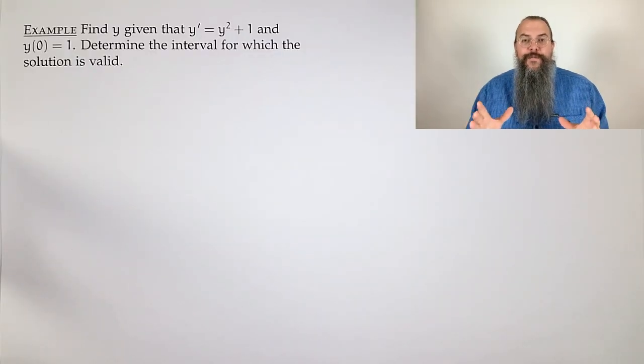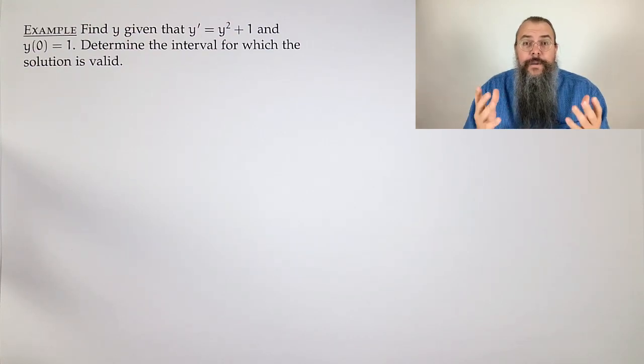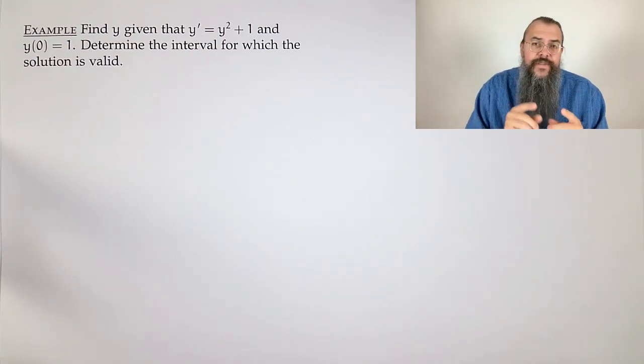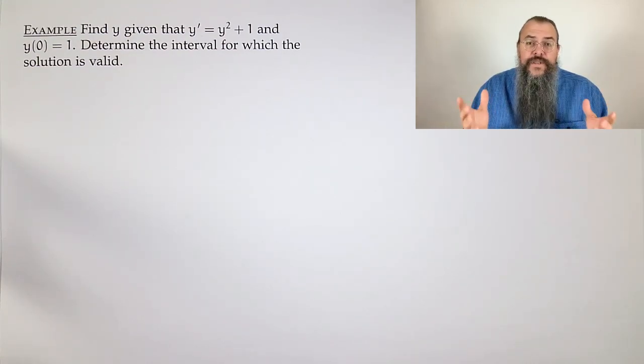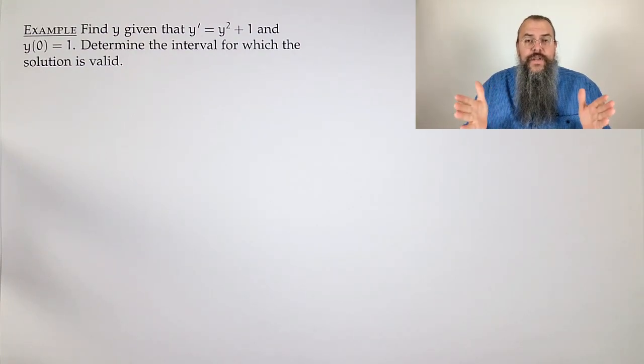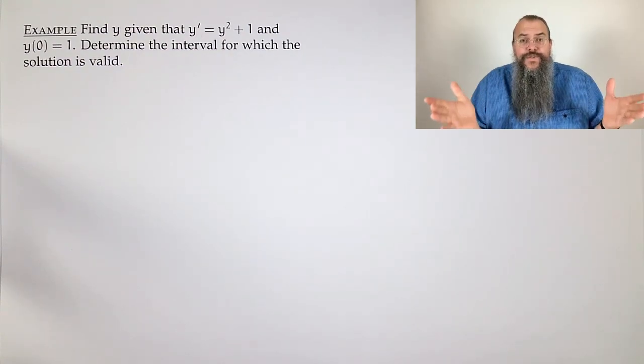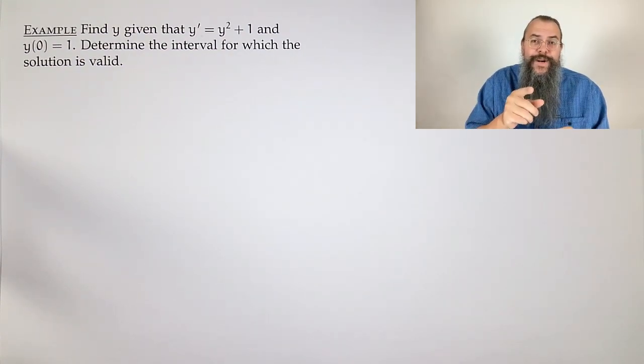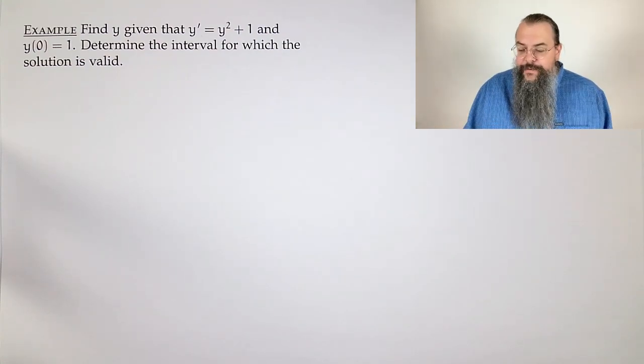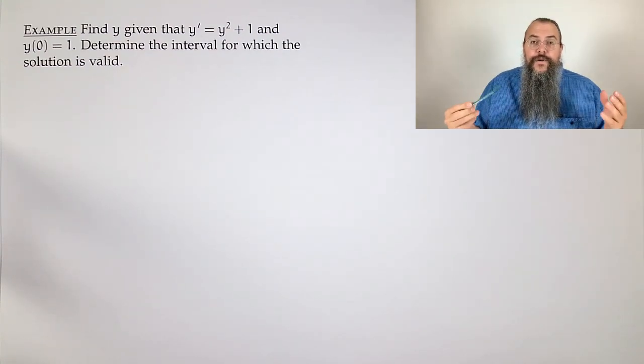Let's get going. So our very first problem says, find y given that y prime equals y squared plus 1 and y of 0 equals 1. And then there's the second part. Determine the interval for which the solution is valid. In other words, when you solve a differential equation, you can say, okay, I have this expression. When is it true? So we'll get to the second part later, but let's just do the first part right away.